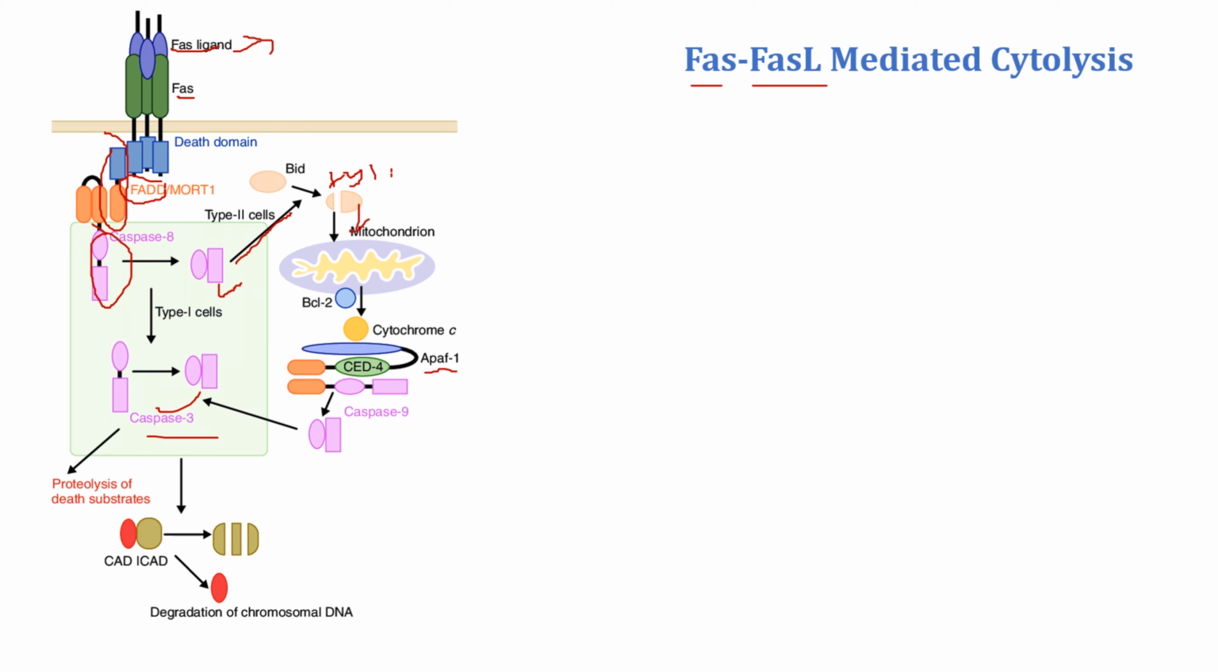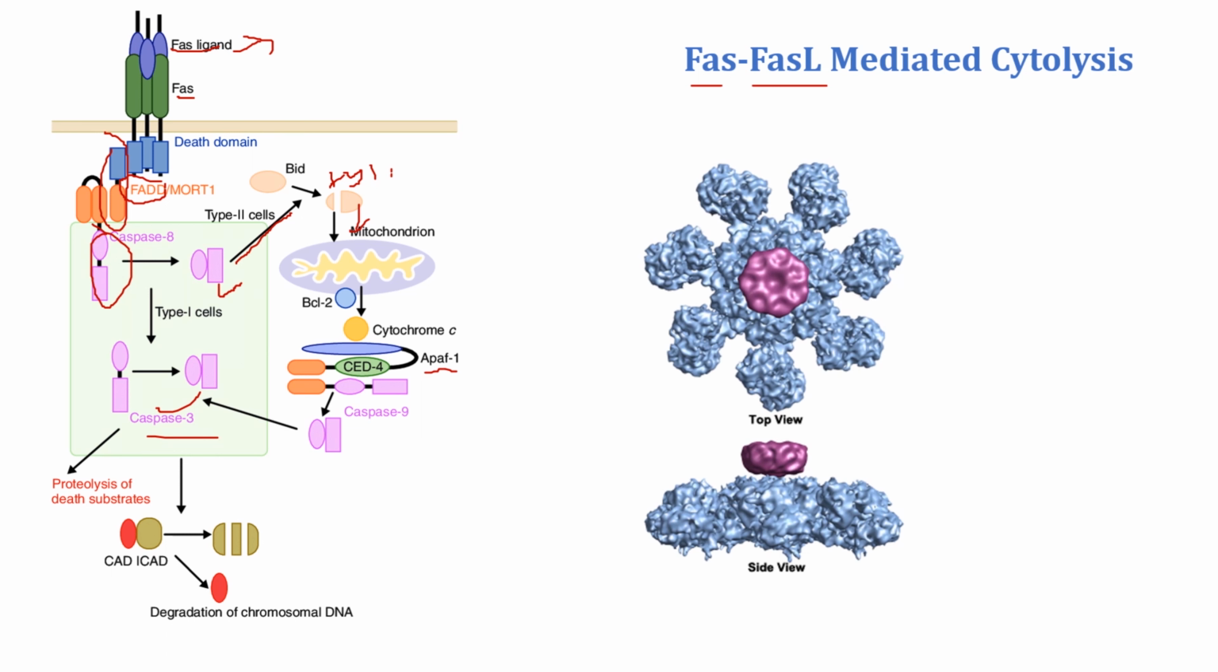Now, the APAF1 functions in the formation of the multi-protein complex known as the apoptosome. Okay, so the apoptosome here. Now, the apoptosome activates the particular caspase-9 by autocatalytic cleavage, and the activated caspase-9 triggers the cascade of events leading to the activation of caspase-3. Here it is, caspase-3 activated. Once caspase-3 is activated, one of its substrates is the ICAD, okay, here.